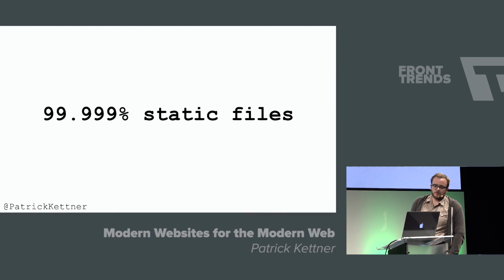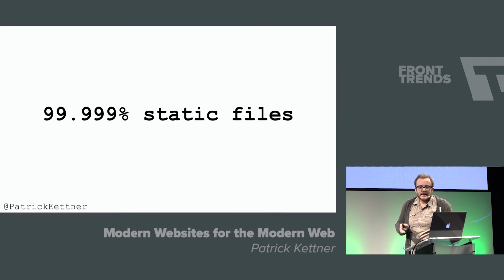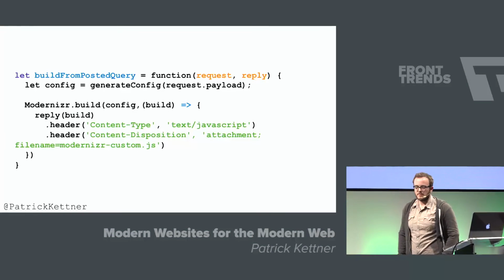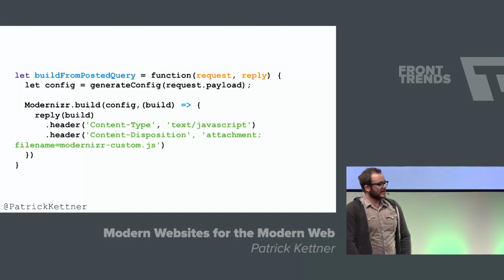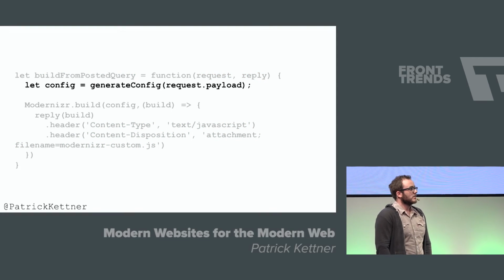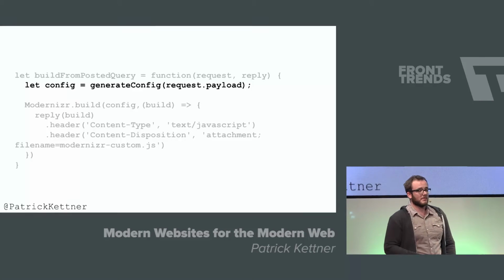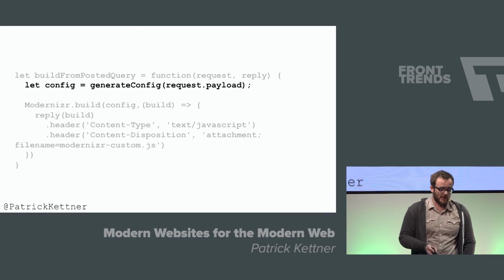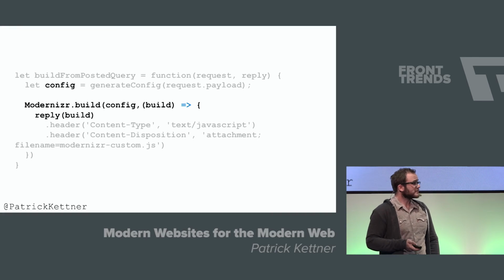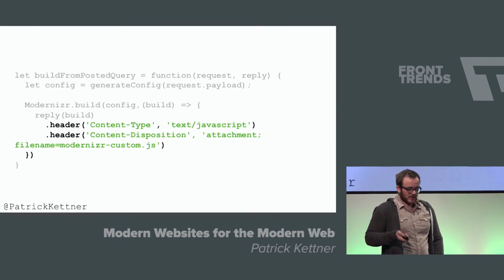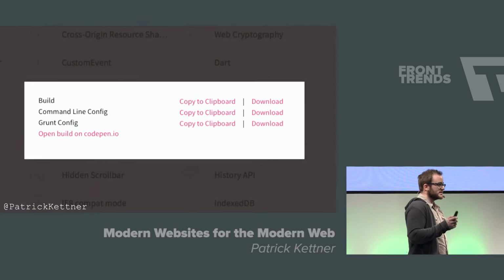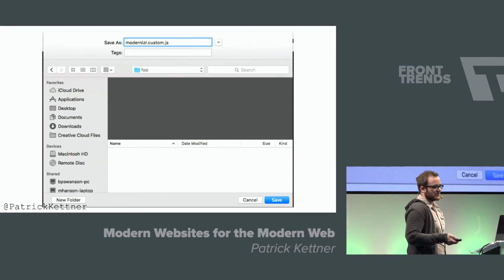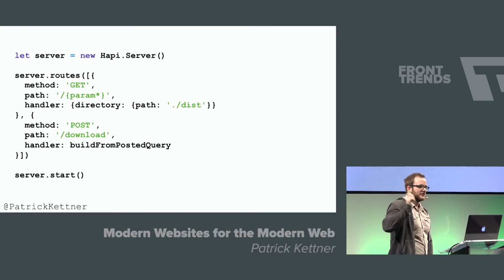So I lied a little bit, though, because obviously we needed to post it. It's really only 99% static files because we need to do that building when you have a config. And so we had to add this quick function. All we're doing is calling in the API, we're grabbing the config from the post, since it is formatted like a query post and not like Modernizer's config. We have to generate our config from it, and then we pass that into modernizer.build. And then we just reply with it with a couple of specific HTTP headers, like your content type and the file name. And it's great. It works. You go from this to this in browsers that don't support it. And all we had to do was update our server config to look like that.